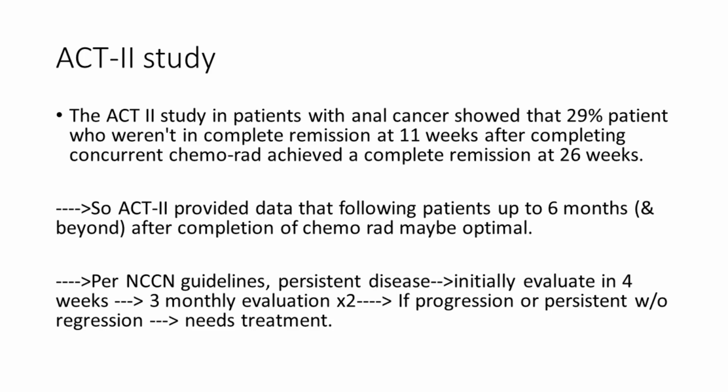The ACT-2 study showed that 29% of patients not in complete remission at 11 weeks after concurrent chemoradiation achieved complete remission at 26 weeks. Following patients up to 6 months or beyond after treatment may be optimal. According to NCCN guidelines, persistent disease should be evaluated initially at 4 weeks, then every 3 months for 2 evaluations, and if progression or persistence is observed, it needs to be treated.